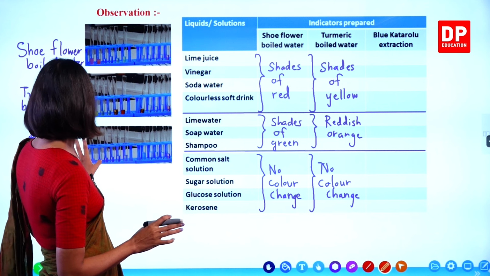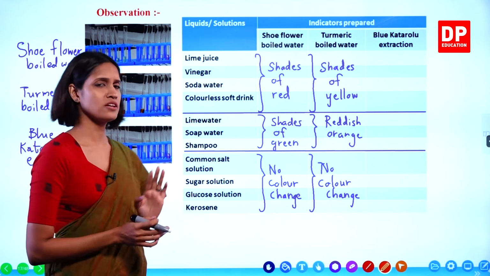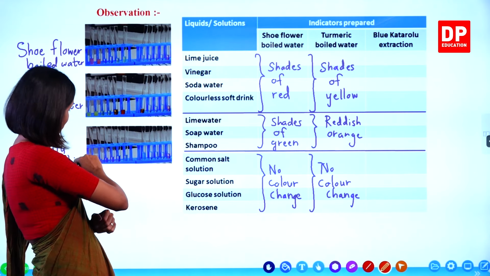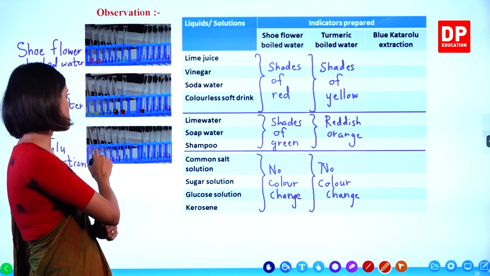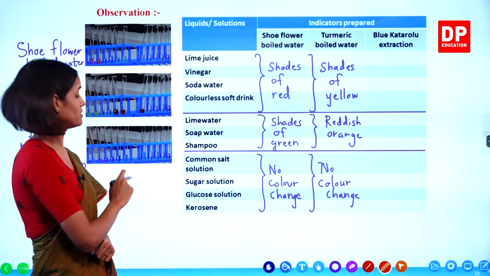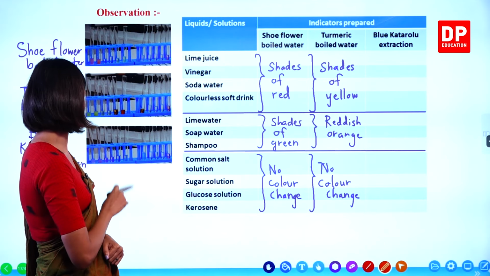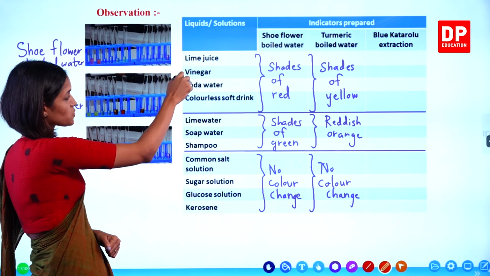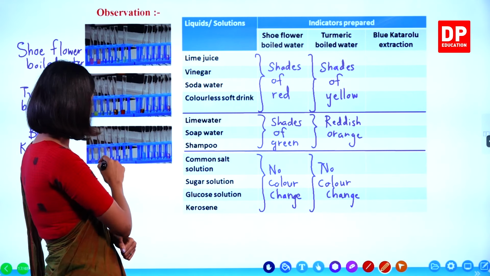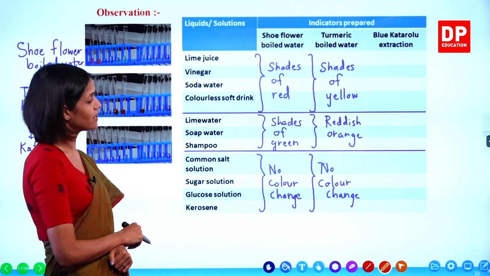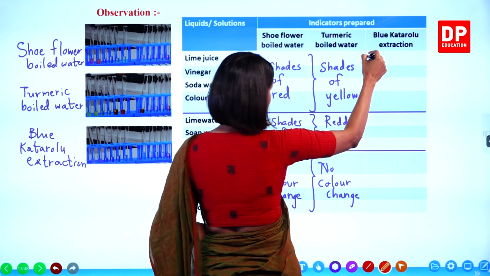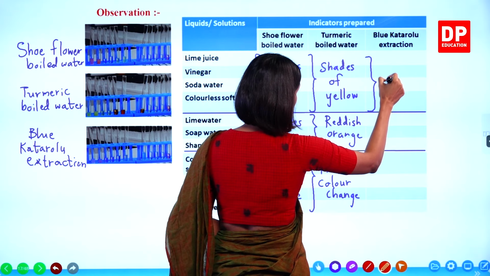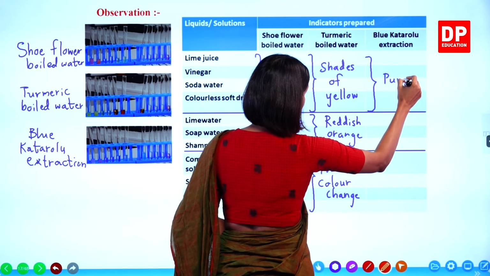Right. Finally, blue Cartarolo extraction. What happened, children? Do you remember? Now here, when we added the few drops of this blue Cartarolo solution to our acids, what happened? You can see the first two test tubes, they are purple in color, right? The next two test tubes, which contain soda water and colorless soft drink, they are very pale purple in color, right? So we will write here purple, or shades of purple also correct. Purple.